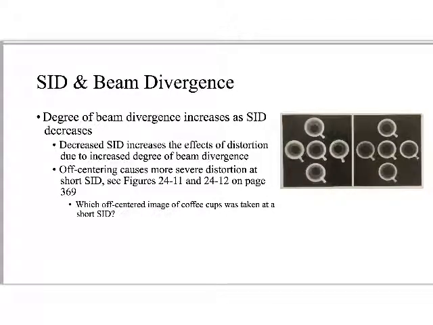The one on the left here, right? And you can see this is the center of the coffee cup. I can see it's kind of pushing towards the middle. I noticed that push towards the middle a little bit more over here than over here. So this increased SID caused less distortion due to the decreased degree of beam divergence, right? I really like that coffee cup illustration. I think it very clearly illustrates what we're talking about in terms of beam divergence.